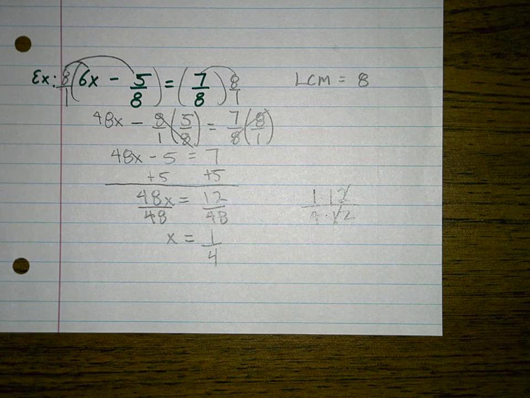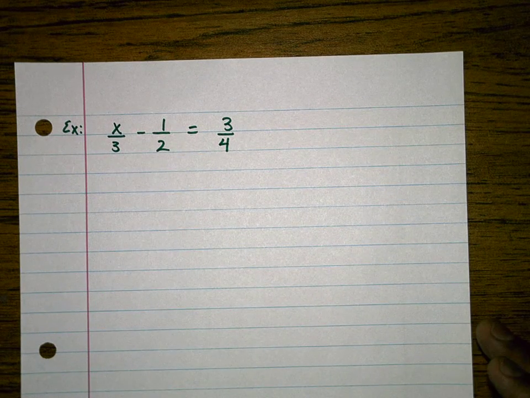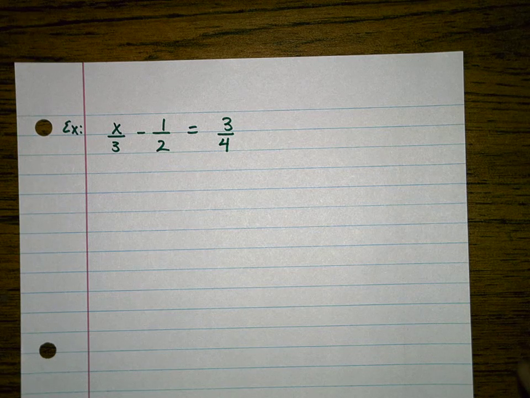All right, let's look at the last example on the back, and this is where people tend to get themselves in trouble, so we want to spend some time on this one. What it says here is x over 3 minus 1 over 2 equals 3 over 4. The hardest part here is finding the least common multiple.